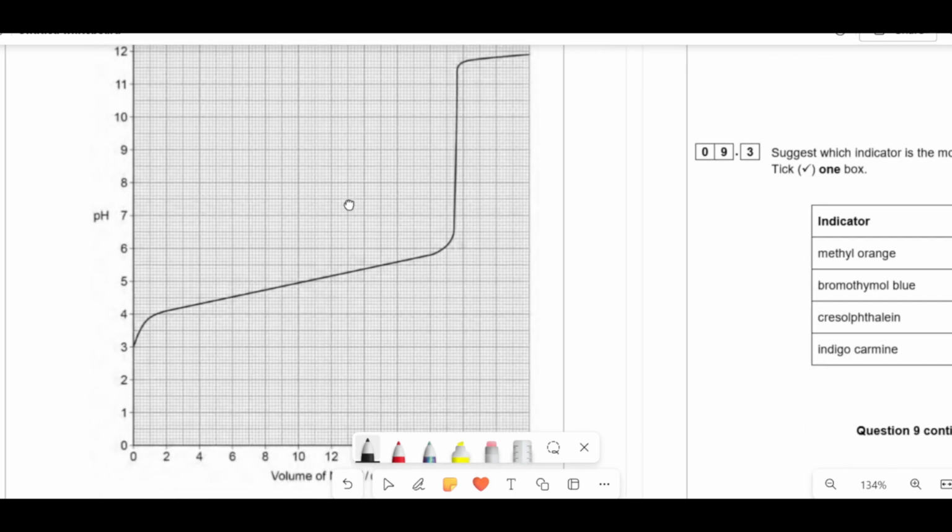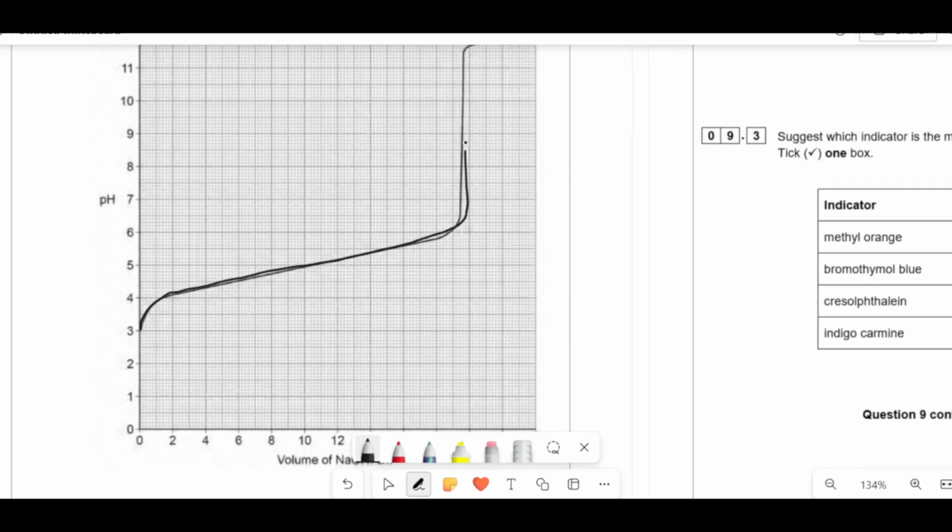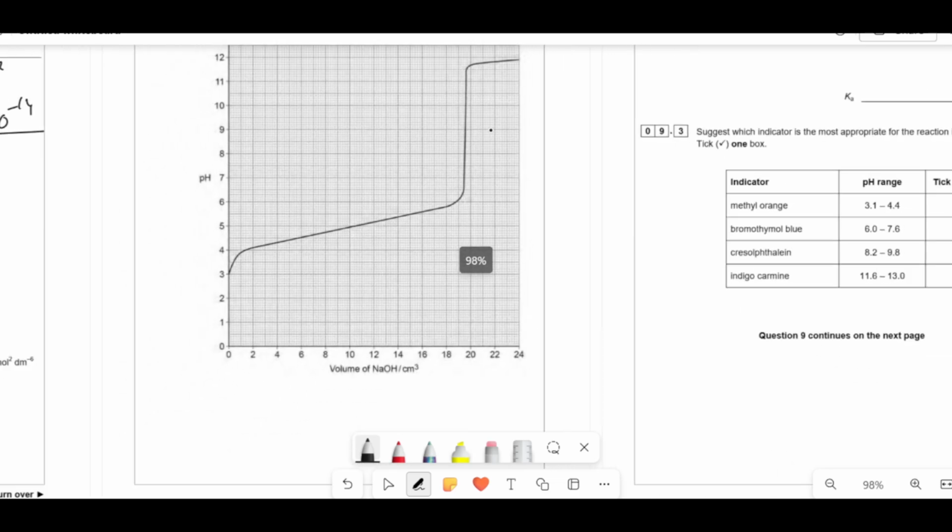So sodium hydroxide was added gradually from a burette to this much propanoic acid, and they measure the pH at regular intervals, and there's a result. So you can see that the pH is starting at 3, it's kind of going up slowly, and then eventually we get that nice big sharp jump where we get our lovely equivalence point and so forth.